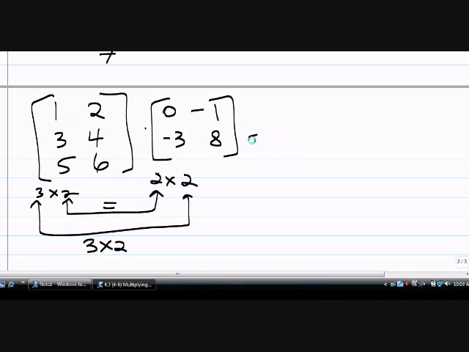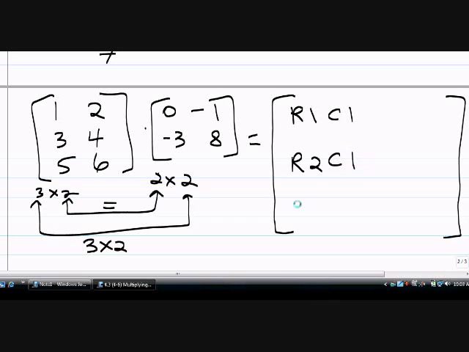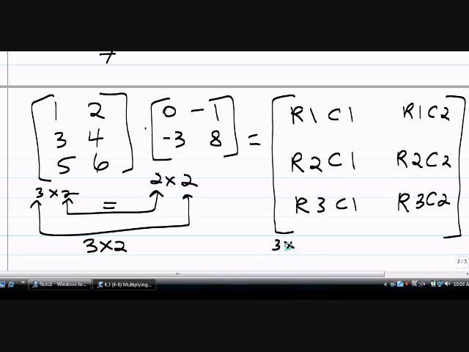Okay, so let's think of what that one looks like. A 3 by 2 matrix has row 1, column 1. It's got 3 rows. Row 2, column 1. Row 3, column 1. And row 1, column 2. Row 2, column 2. And row 3, column 2. There's my 3 by 2. Okay, so let's figure out what numbers go into each one of those slots.